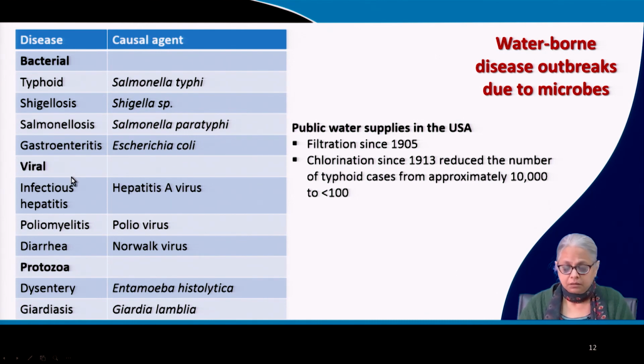And then you have viral diseases like infectious hepatitis, which is caused by hepatitis A virus, poliomyelitis, which is caused by the poliovirus, diarrhea, which is caused by the Norwalk virus. Then you have dysentery, which is caused by Entamoeba histolytica, and then you have giardiasis by Giardia lamblia. Now, these are all examples of various types of microorganisms that may be present in contaminated water and perhaps even in food.